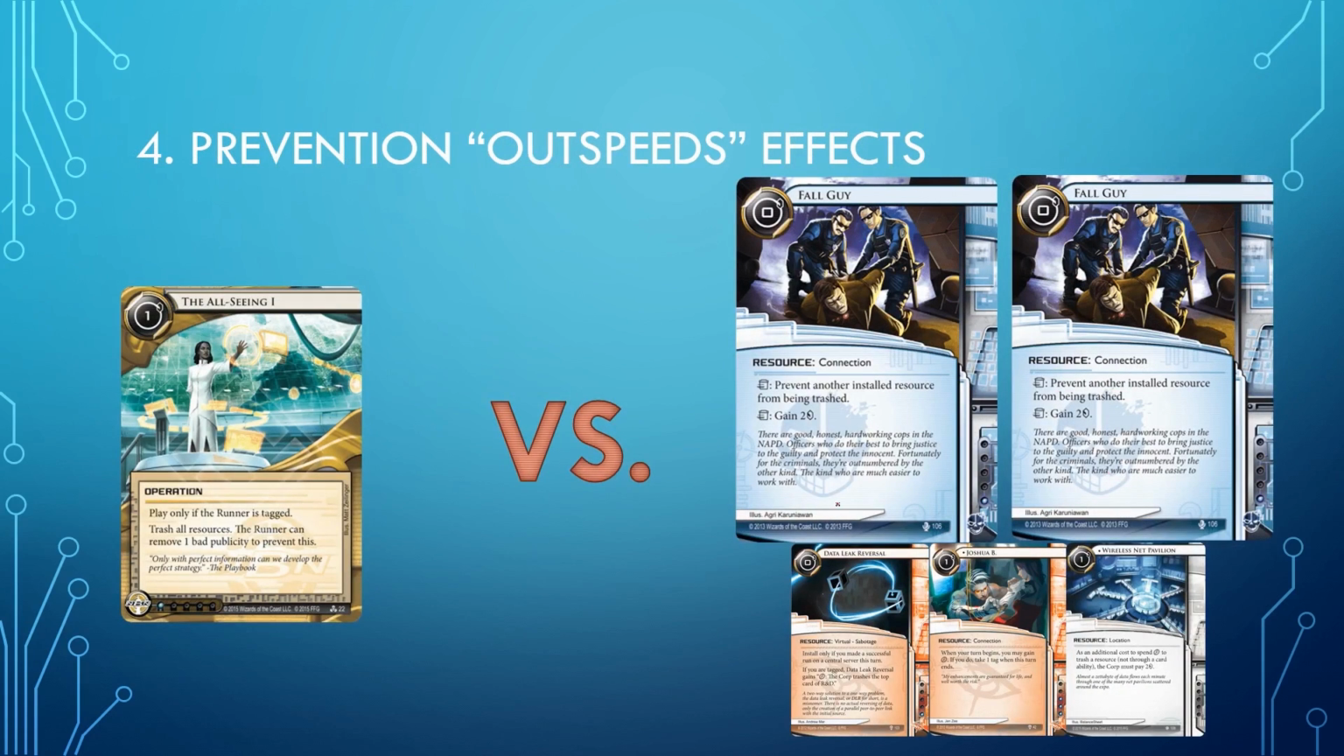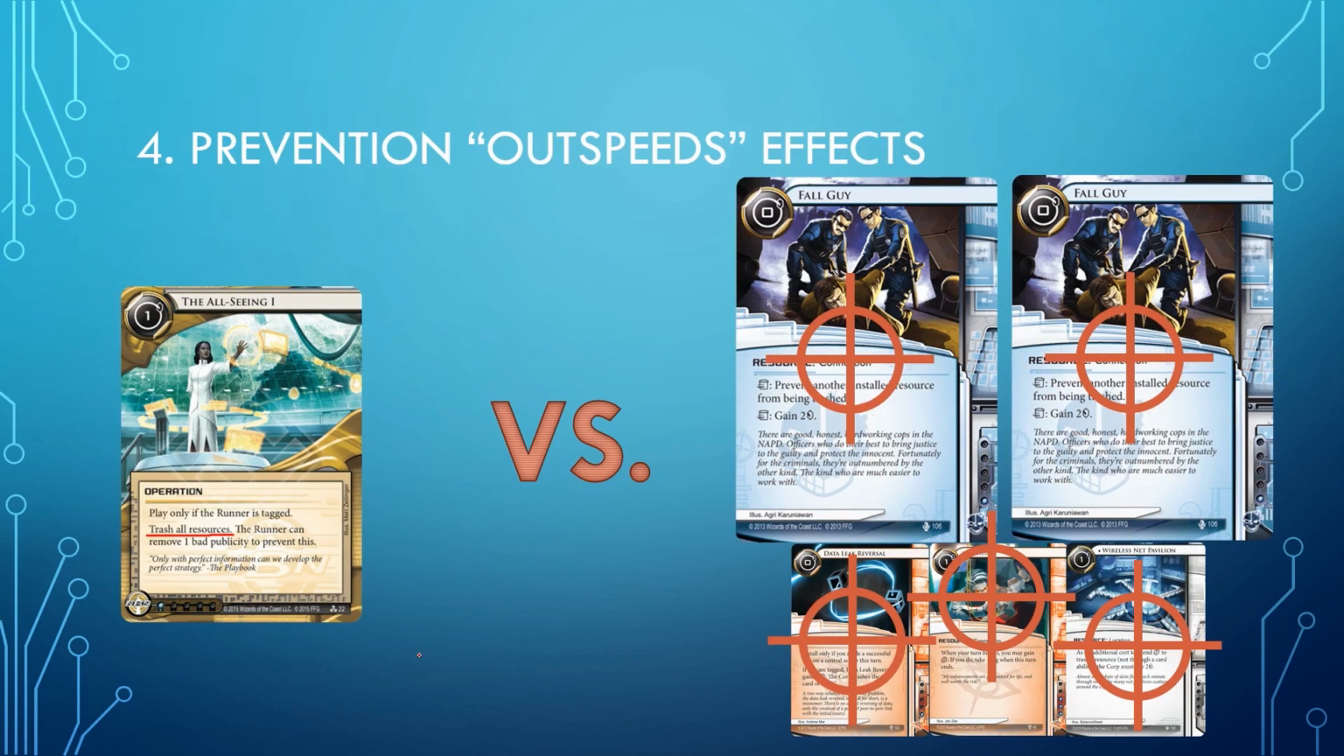Alright, so finally we'll look at the last implication, which is that prevention effects outspeed the effect. Prevention cards outspeed the effects that they are preventing. An example of this is All Seeing Eye versus a bunch of resources. All Seeing Eye states that you can trash all resources, and this happens simultaneously. Every single resource is going to be trashed. But before they're trashed, they are first targeted. Each one of them is marked with a target for simplicity's sake.